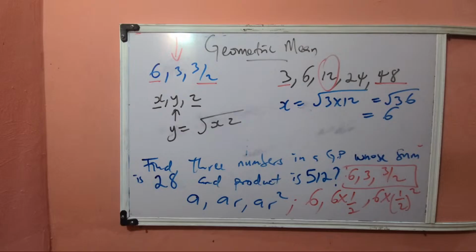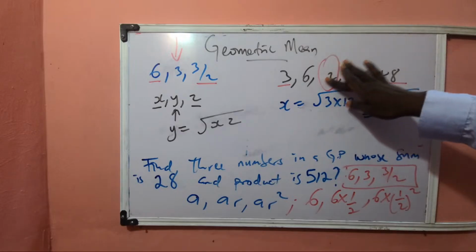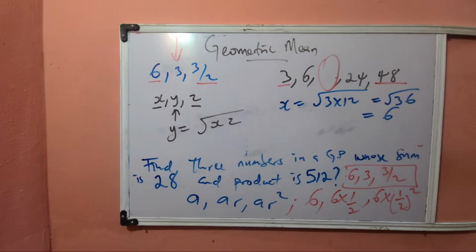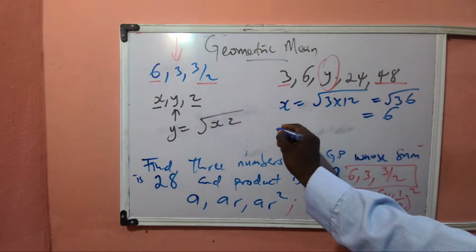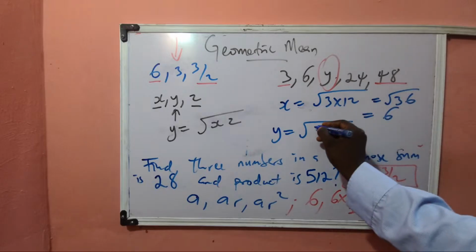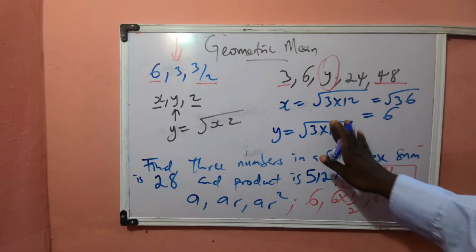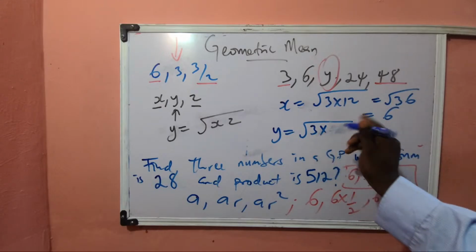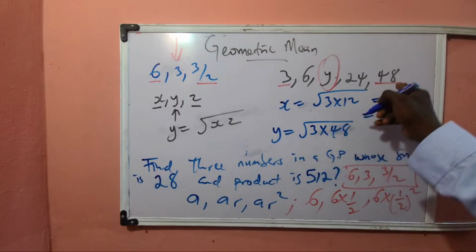But let's go on to assume that what I had here was probably y. Let's say, for instance, I wasn't told the value here, and I was just told to find the geometric mean between 3 and 48. So what am I expected to do? Of course, you follow the same pattern. y will be equal to the square root of the product of the two values you are trying to get the geometric mean between. In this case, we have 3 times 48, because we're dealing with 3 and 48 here.